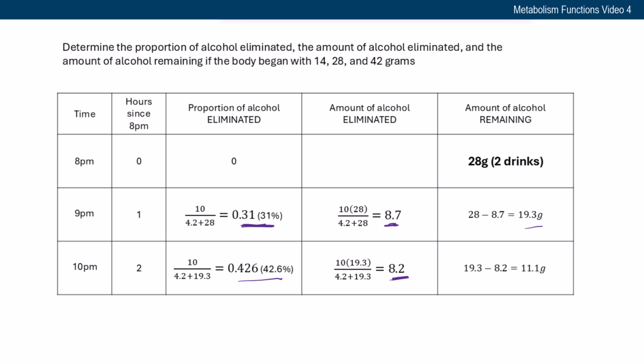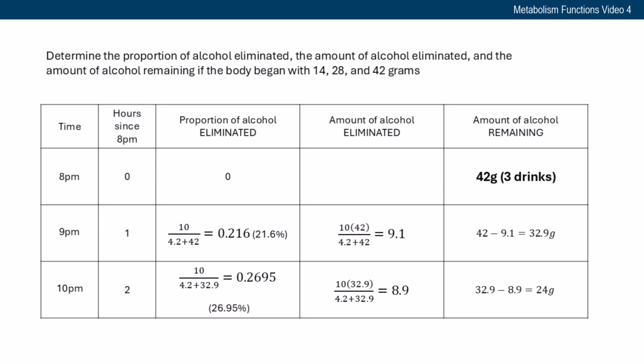One of the things that I have had students question is, why is this number getting larger, but this number getting smaller? You can see this number went from 31% to 42.6%. That gets higher because there's less alcohol in your system, which makes your body more efficient at metabolizing it, so it's a higher proportion. The reason this number goes down from 8.7 to 8.2 is because even though it's a higher percentage, you still have more alcohol in your system.